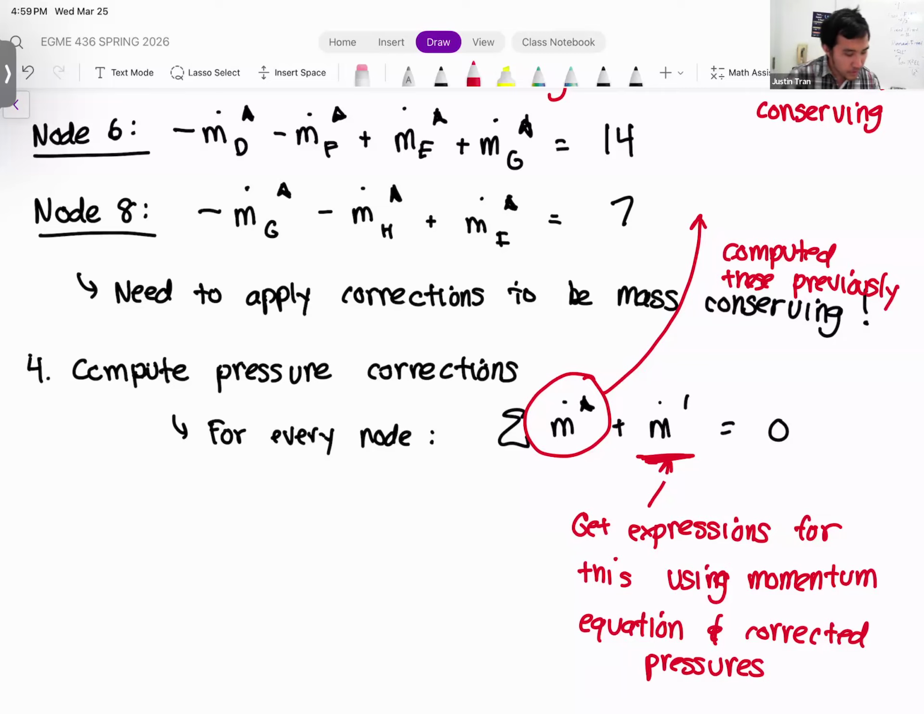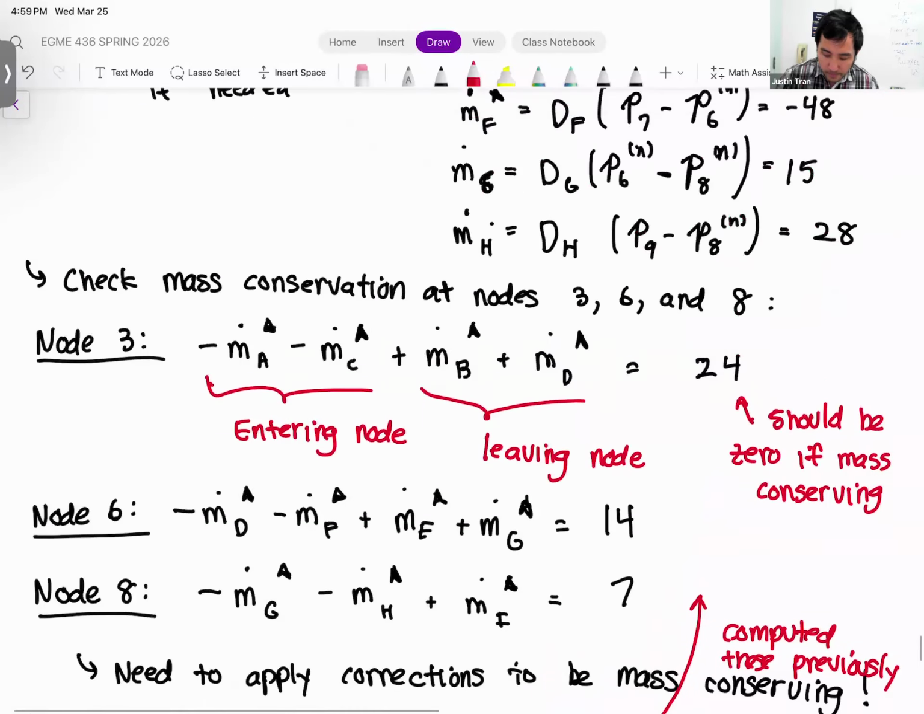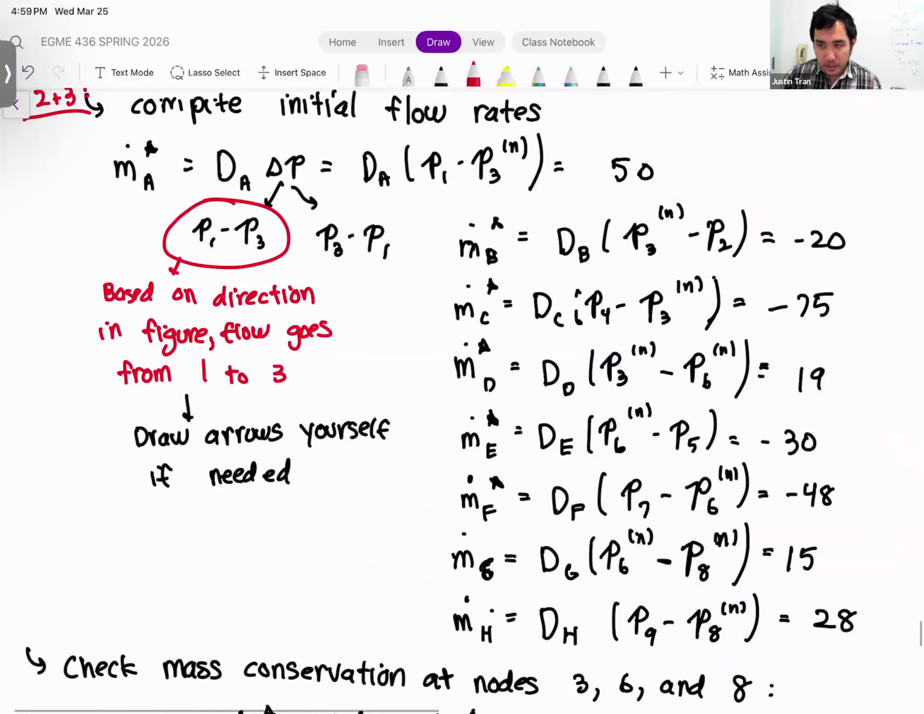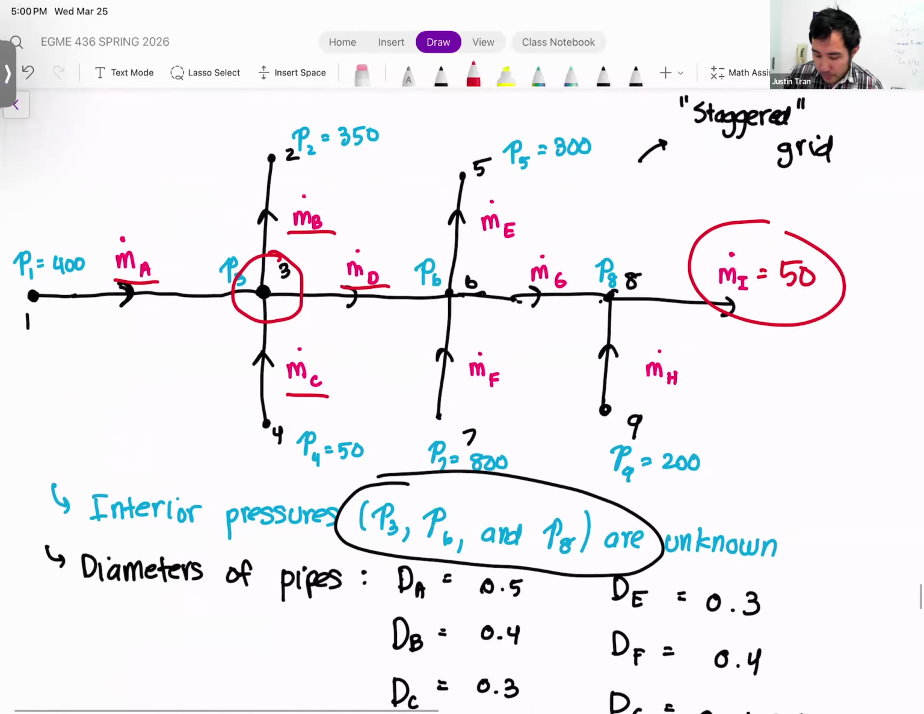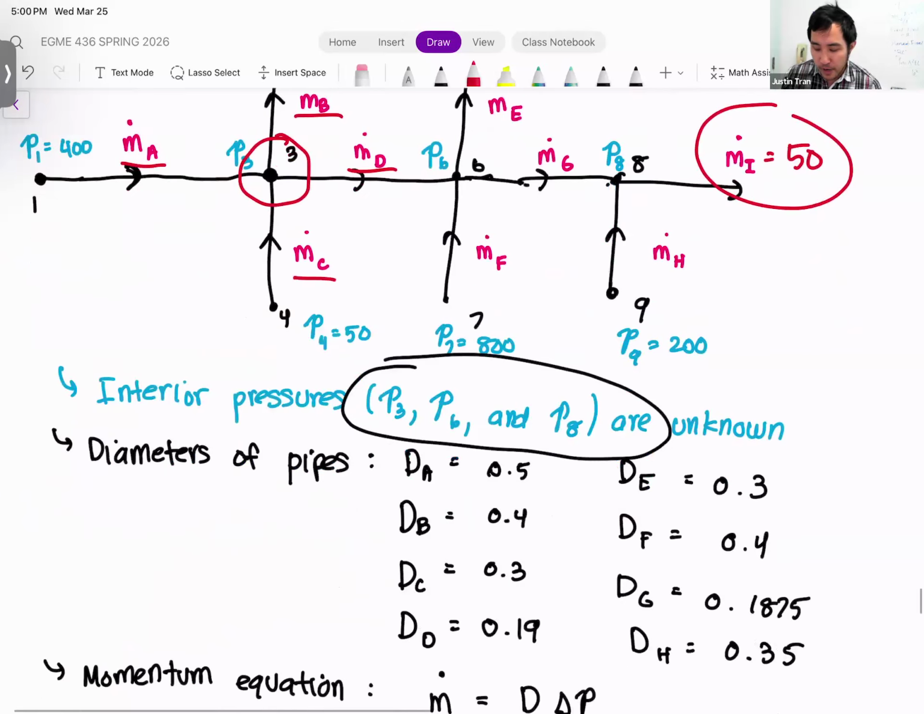Okay, so unfortunately, this is another step with a lot of writing. But basically, we're going to take the expressions that we did for step 2, right? So basically, all of these expressions here. And we're going to replace everything that's unknown, right? So anywhere we see P3, P6, or P8, we're going to replace that with the correction pressure. But all the other pressures we already know, so P1, P2, P4, P7, P5, P9. Those don't need correcting because we already know those values.